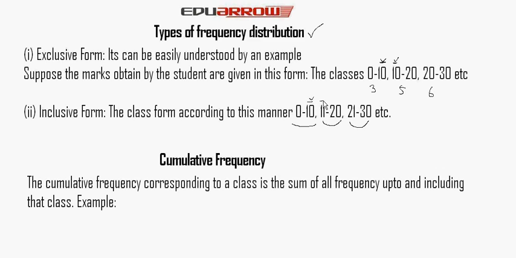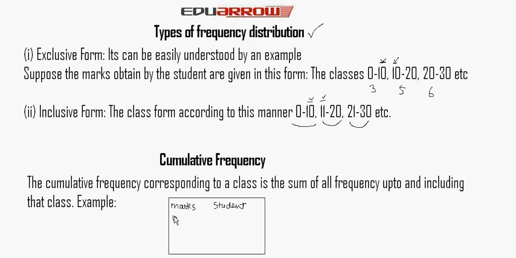Cumulative frequency. Cumulative frequency corresponding to a class is the sum of all frequencies up to and including that class. Now we take an example. First we make a table here. In this table, first we take marks 0 to 10, 10 to 20, and 20 to 30.